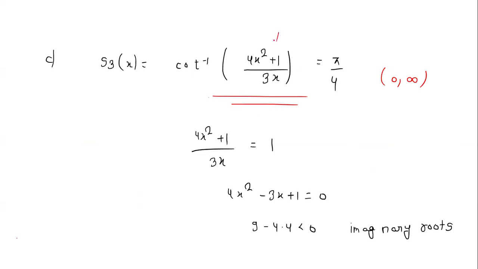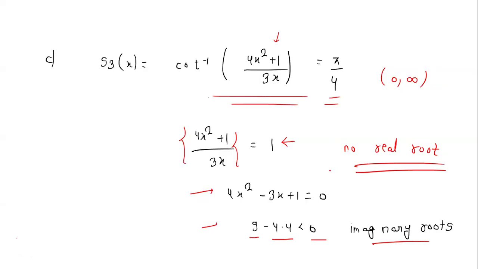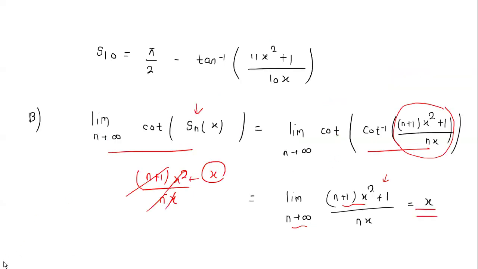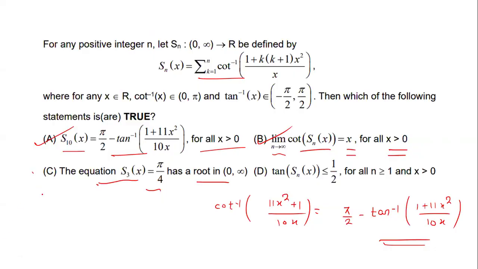So we put this as S3x is equal to pi by 4, and we can say that this 4x square plus 1 divided by 3x is equal to 1. Then we have cot inverse of 1 is equal to pi by 4. Then it is possible. Then here we have this quadratic equation after simplification, and here if you see the determinant, it is b square minus 4ac, which is less than 0. So this is the condition for the imaginary roots. So we have no real root. So in this case, we have no real root. So this option is incorrect.